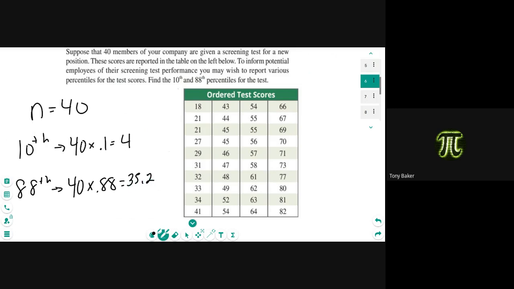All right. The 10th percentile comes out to be 4. Is that an integer? Yes. So that means I'm looking at which numbers? The fourth number and the fifth number. So 1, 2, 3, 4, and 5. So those two numbers are the ones I'm looking at. Because it's an integer, I take that number and the next one. Then we add them up and divide by 2. So my 10th percentile number is going to be 28.